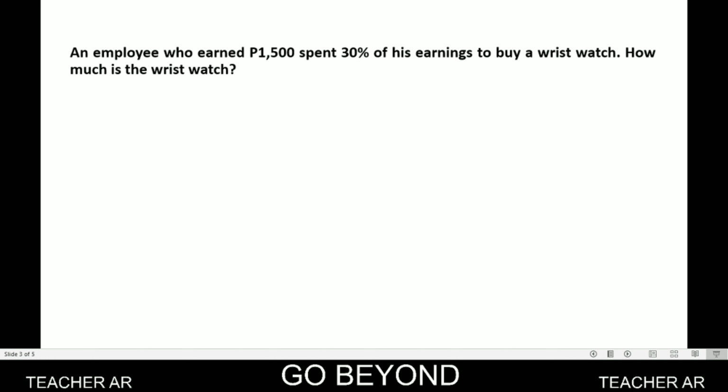Okay, first, hindi siya rate. Bakit? Kasi andyan si percent symbol. Kasi nga si rate, siya yung nagdadala ni percent symbol. So hindi si rate.